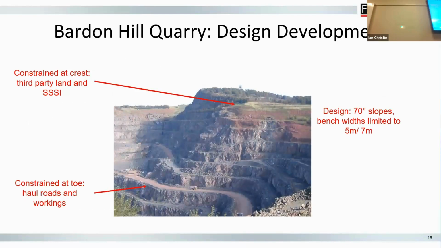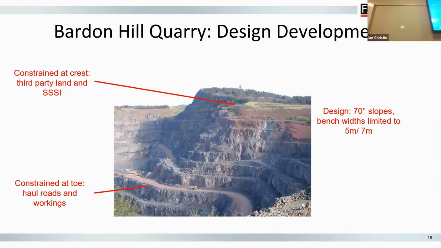So a couple of things that had to be taken into account when we were developing the design here was two quite significant constraints on geometry. So we were constrained at the toe. Although the quarry operator was avoiding a lot of operations down there, we still had haul roads and workings to deal with. And we were really constrained at the crest as well.